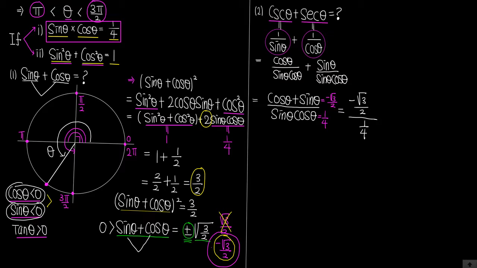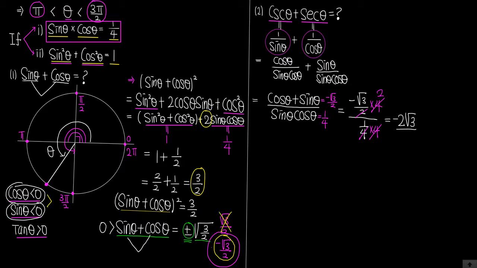And to cancel out the fraction in the denominator, all you have to do is multiply the reciprocal of the denominator, which is positive 4, to both the numerator and denominator, where the denominator will be cancelled out as positive 1, and in the numerator, 2 is going to cancel out with 4 two times, so you're left with negative 2 square root of positive 3, which will be the value of cosecant of theta plus secant of theta.